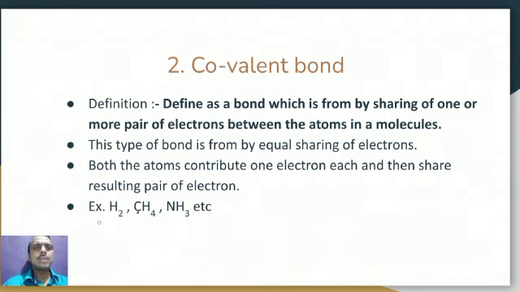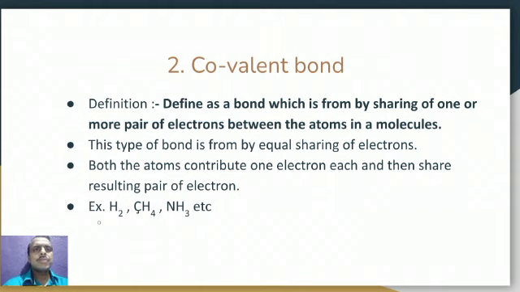Let's see its definition. It is defined as a bond which is formed by sharing of one or more pairs of electrons between the atoms in a molecule. And this type of bond is formed by equal sharing of electrons. Both the atoms contribute one electron each and then share the resulting pair of electrons.